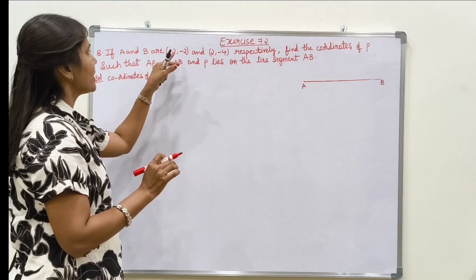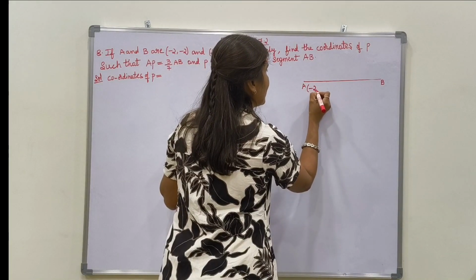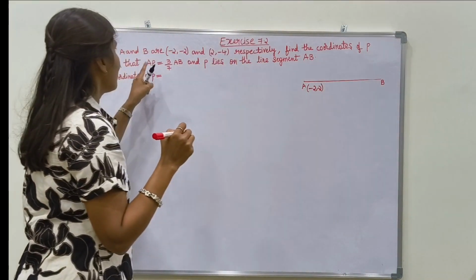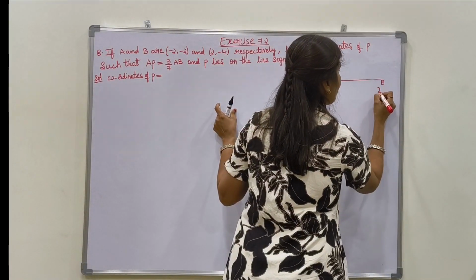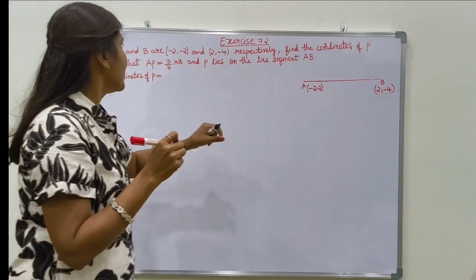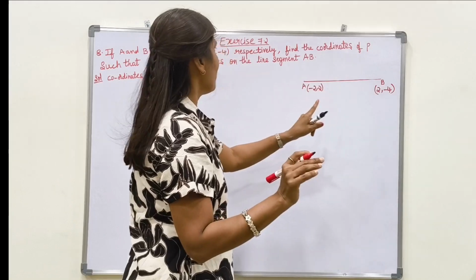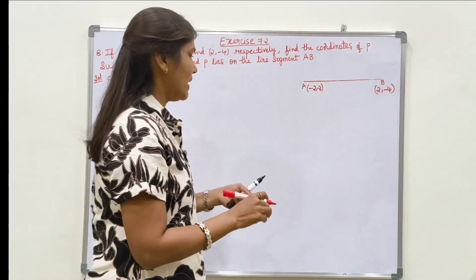A coordinates, what is there? Here I am writing A coordinates (-2, -2). Both are -2, -2. And B coordinates, what is there? 2, -4. This is the B coordinates. A coordinates (-2, -2) and B coordinates (2, -4). Okay, this is finished. Find the coordinates of the P.